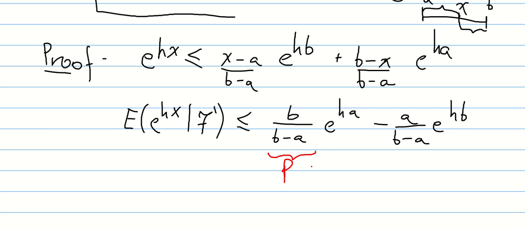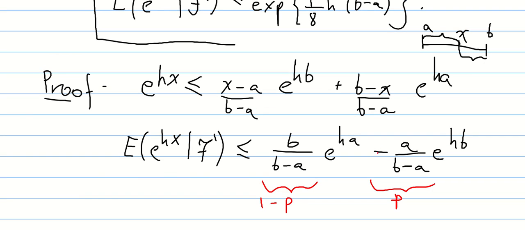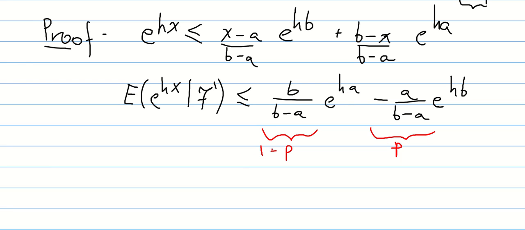Sorry, I'm going to write this thing here as P, and this I'm going to write as 1 minus P. Remember that A is negative, so A is smaller than 0. So minus A over B minus A is still a positive number. That's why we are calling this P. And this is 1 minus P.